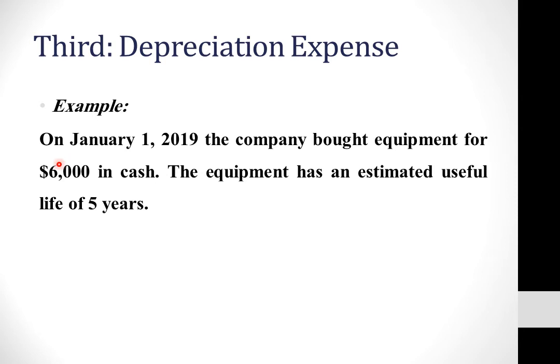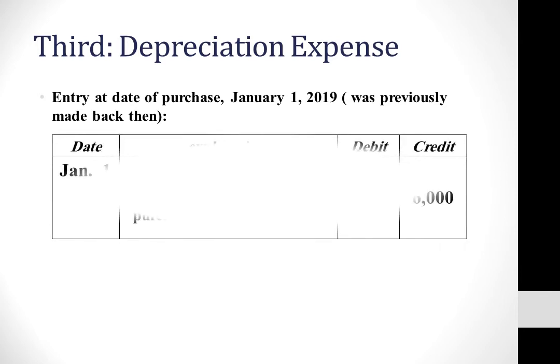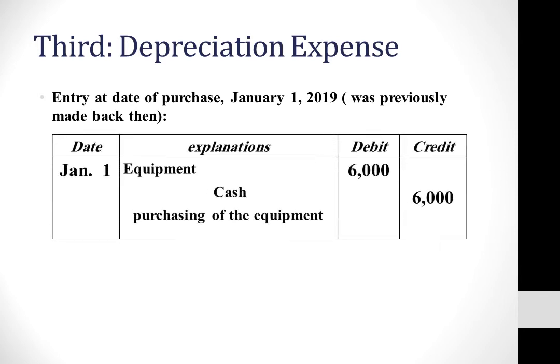How do we calculate the depreciation? We divide 6,000 by 5. So the journal entry for recording purchasing an equipment will be equipment in the debit for 6,000 and cash in the credit for 6,000. But this is made or recorded on January 1. What about on December 31, 2019?